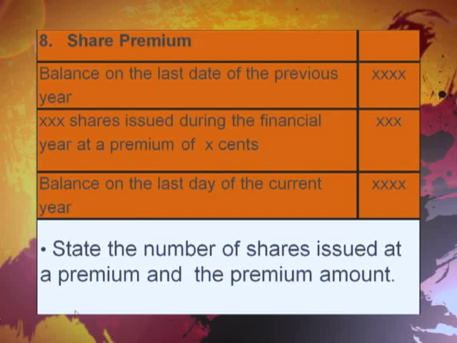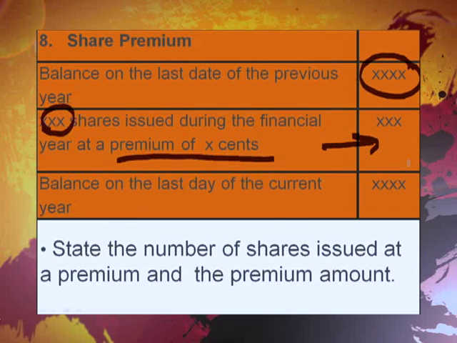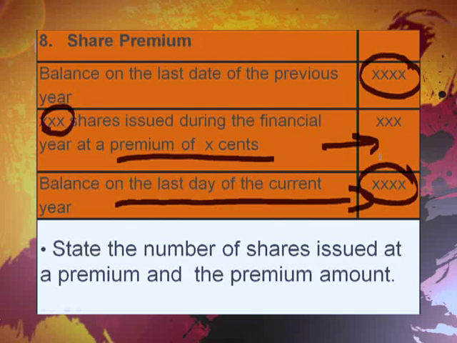Share premium, same story. You're looking at the balance on the last day of the previous year, the number of new shares that you issued at the premium value to give you that amount, and then the closing balance on the last day of the current year, you state the number of shares and the premium on the premium account. So this would be your final balance in your share premium account. Okay.